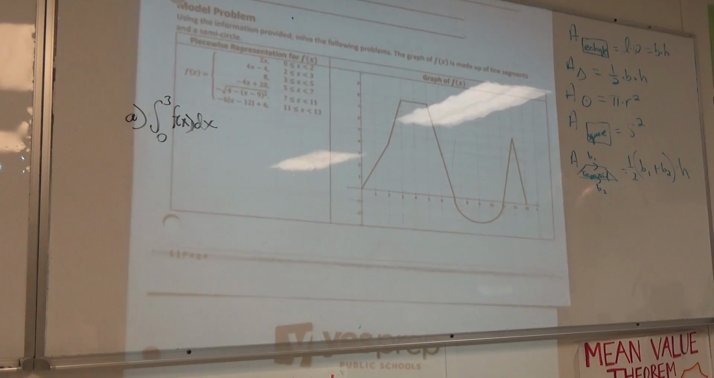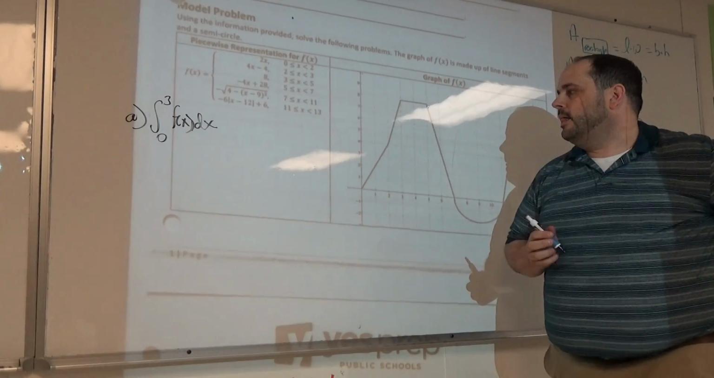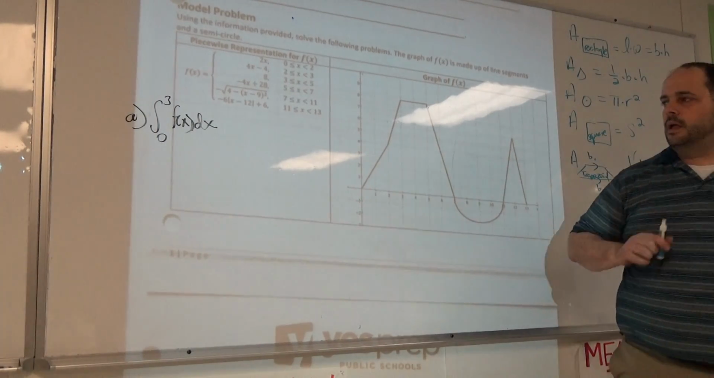It's negative. Zero. No, it's positive. Because 0 to 3, start with the lower limit. Start with the lower limit.